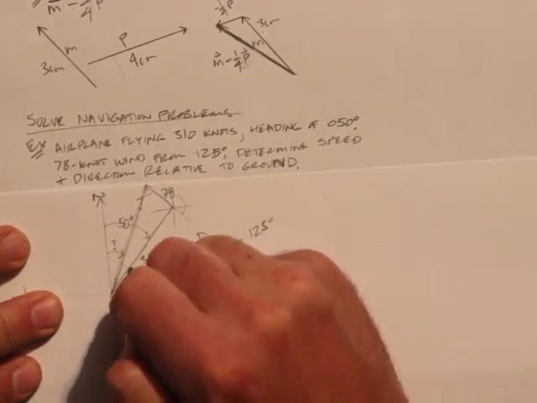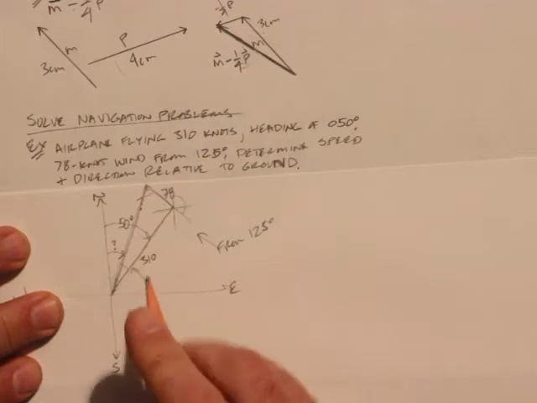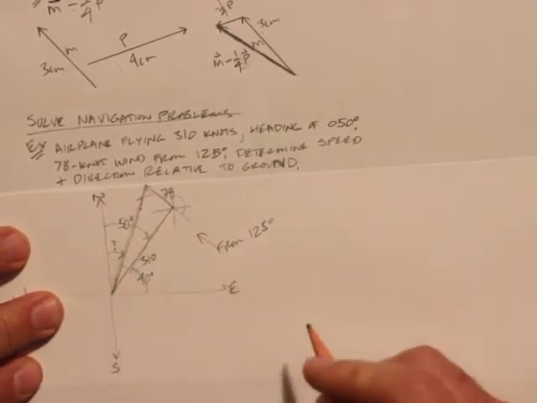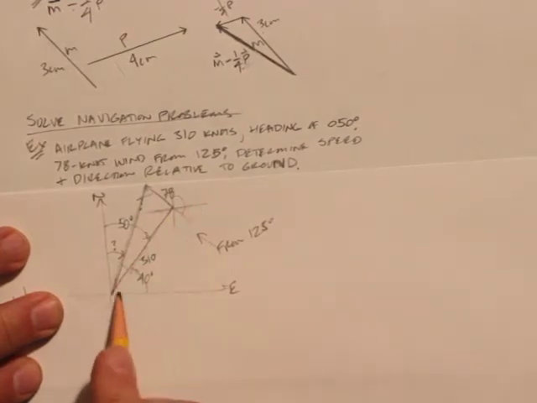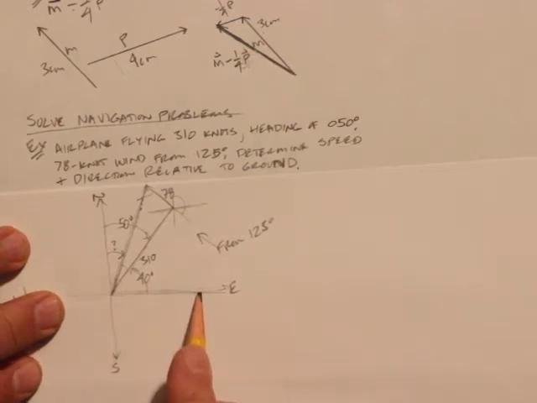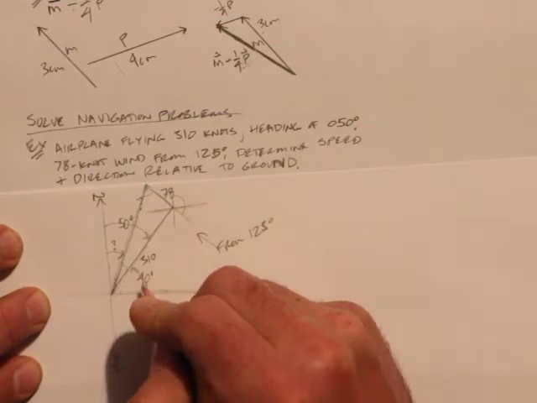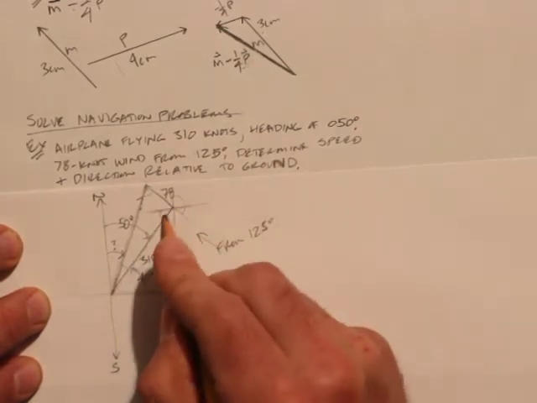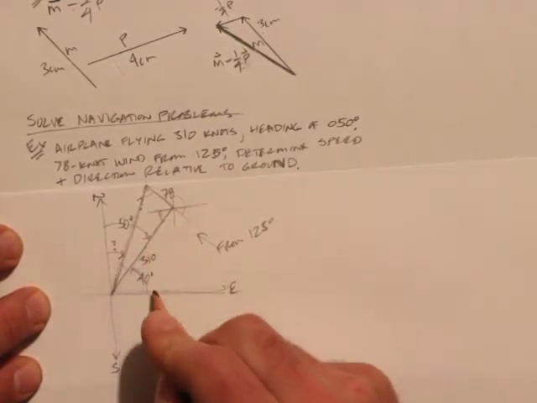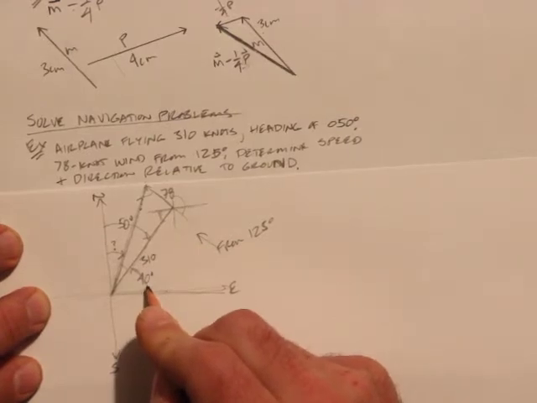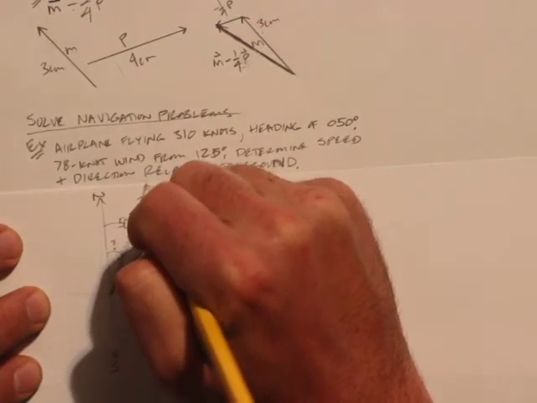Now, I know that this angle here, if this is 50 degrees, then this one is 40 degrees. I know if I were to draw this horizontal line here and this horizontal line here, then I have parallel lines, which means that this angle and this angle, with the transversal going through these two parallel lines, these two alternate interior angles, are congruent. So this is 40 degrees right here.